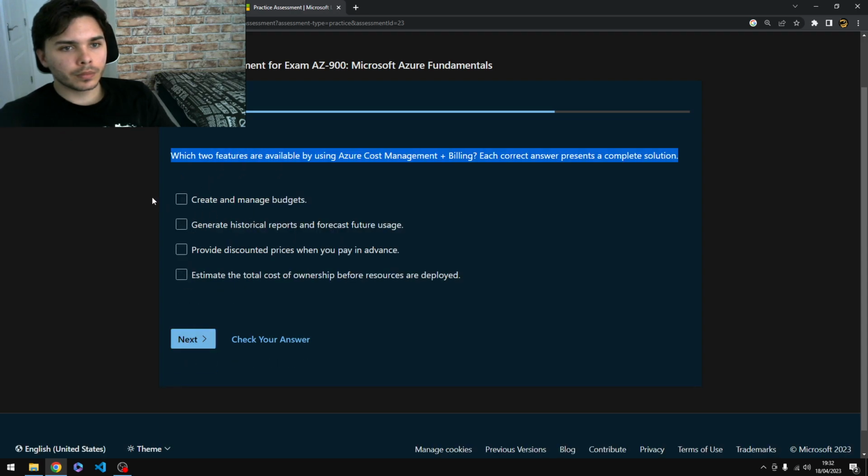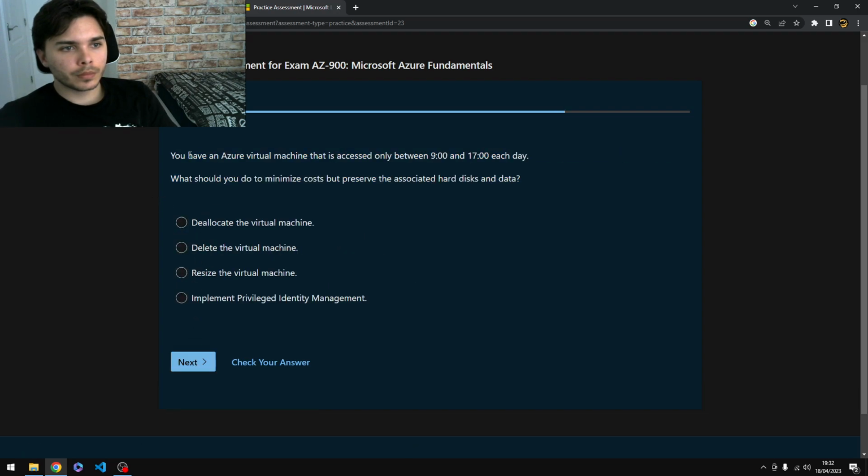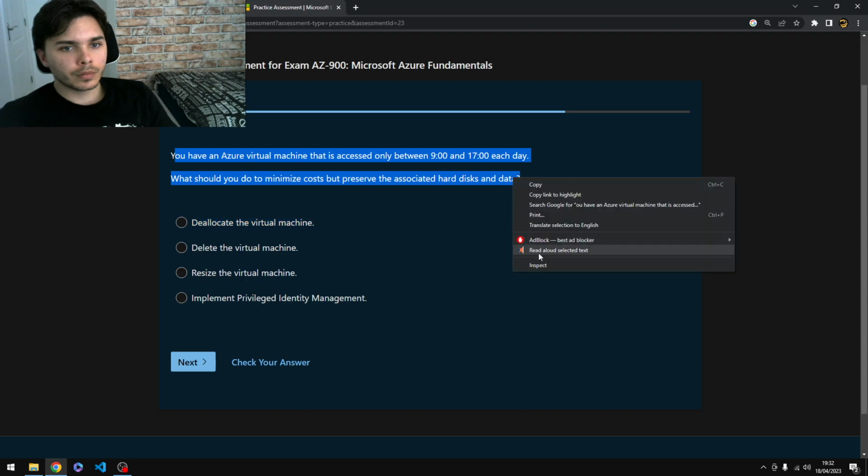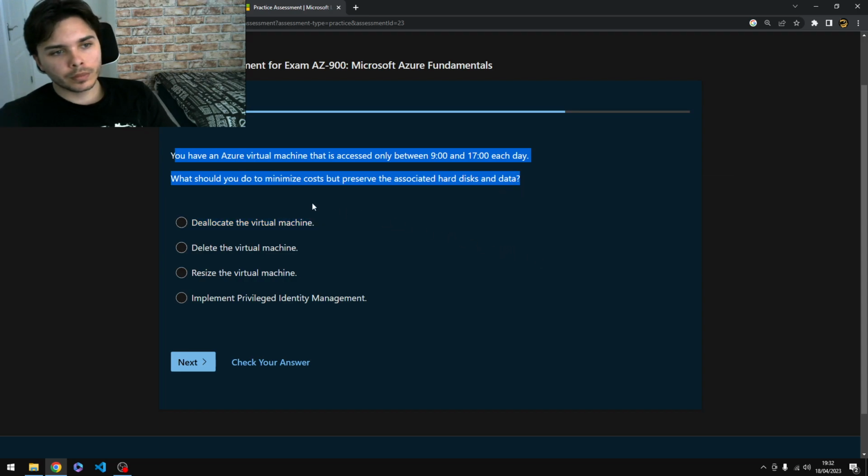Which two features are available by using Azure Cost Management and Billing? Each correct answer presents a complete solution. You have an Azure virtual machine that is accessed only between 9 and 17 o'clock each day. What should you do to minimize costs but preserve the associated hard disks and data?